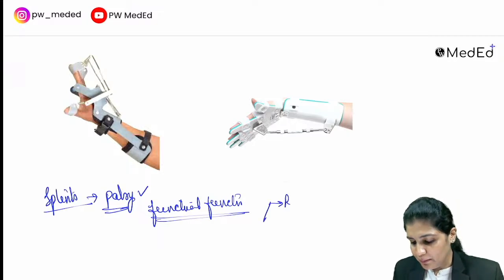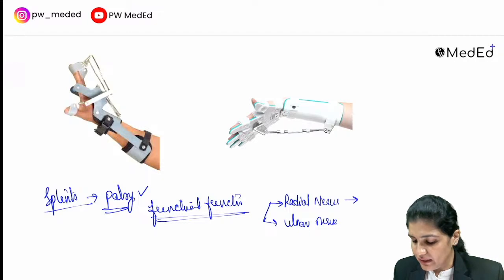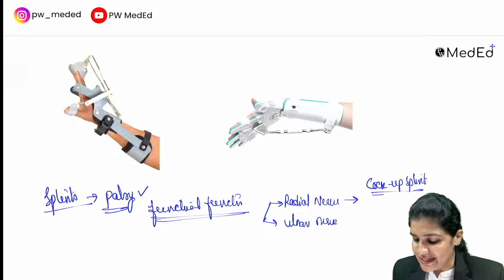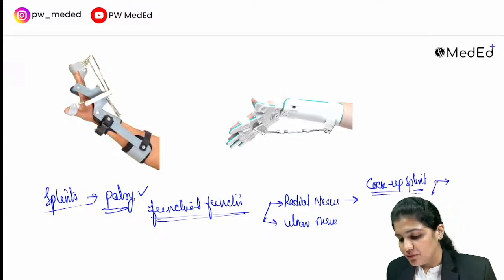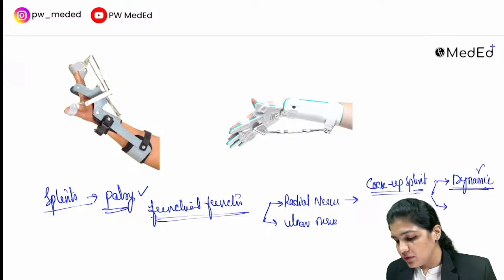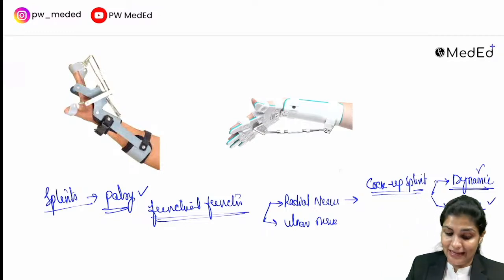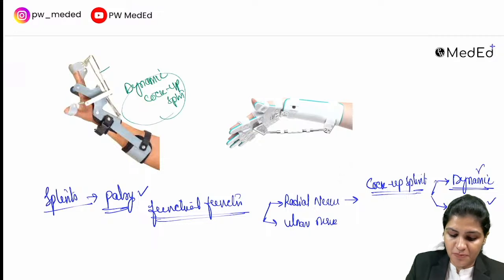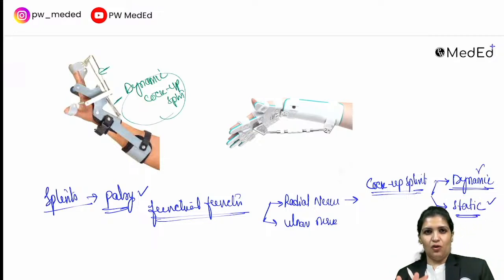So the important ones here are your radial nerve and the ulnar nerve. In case of radial nerve, you use the cock-up splint. So this is called the cock-up splint, where you do the extension with the help of the splint. And if you're actively doing the extension with the help of the splint, this is called the dynamic. Or if you're just resting in extension position, that is called the static. So here in this case, this is your dynamic cock-up splint, right? So here you can see the springs, and there you cause the extension of the fingers.